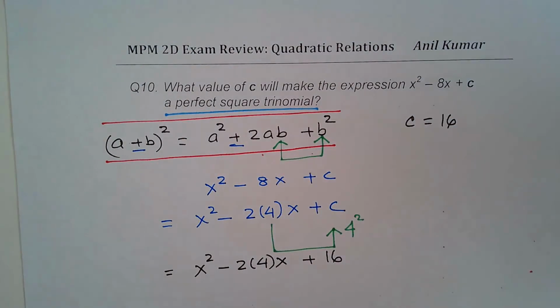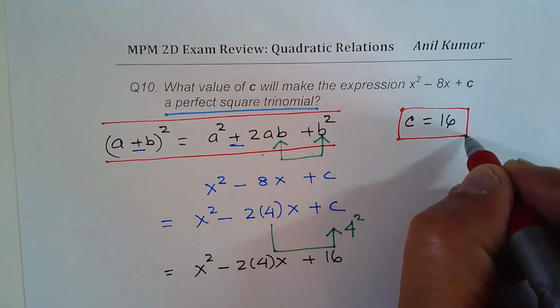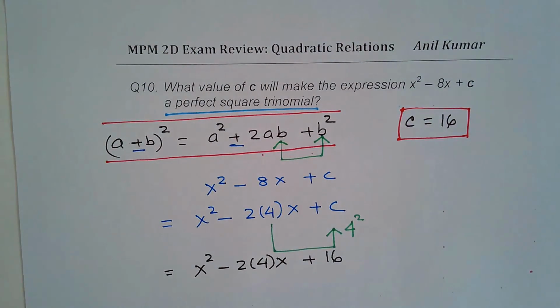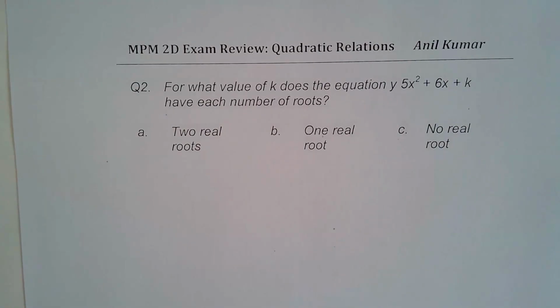So that is how we can make a trinomial a perfect square. Perfect. Now you will test for yourself that this can be written as (x minus 4) whole square. Correct? We actually missed question number 2. So now I'm going to take question number 2 as the last question of this exam review.